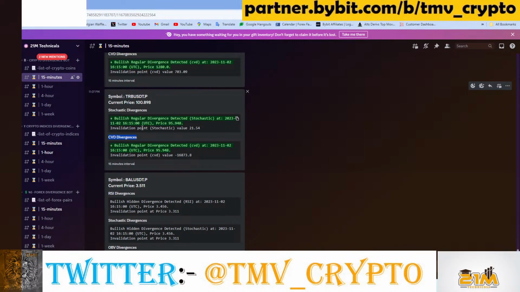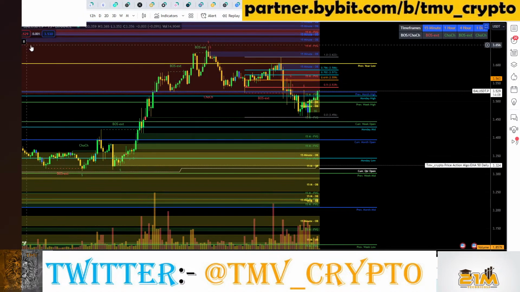Now in the case of a bullish regular divergence, the invalidation point would be the oscillator and not the price. Meaning that in the case of a hidden divergence, you will get an invalidation point of price, but in the case of a regular divergence, you would get an invalidation point of the oscillator. So I'm going to explain that as well. Let's go to the TRB chart.